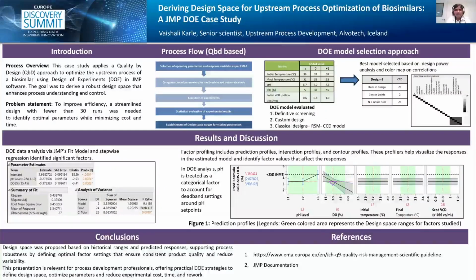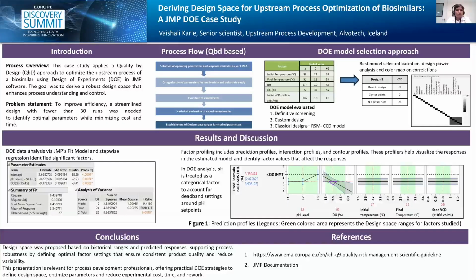Currently, I'm working as a senior scientist at Alvotech in the upstream process development team. Today I'm going to share the design space optimization, especially the process optimization of biosimilars, using a JMP DOE case study model. We will start with the introduction. The introduction includes the process overview and the problem statement.